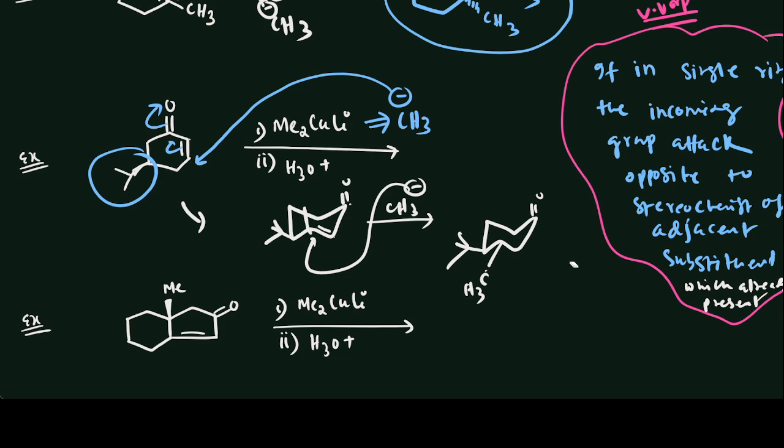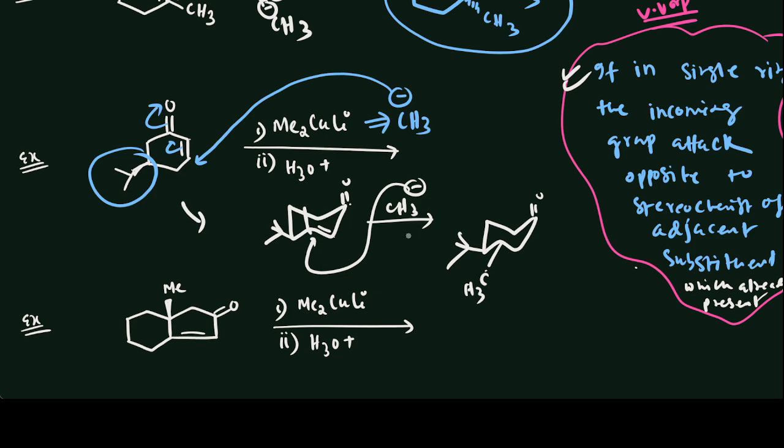But you see that this is below side, so this is again going to the below side. If you don't want to memorize, then just remember that for a single group, the incoming group attacks opposite to the stereochemistry of the substituent group. This substituent group is already present above, so the incoming group will attack the below side. Or just convert into the chair form, where you see that 1,3 axial interactions would not be present.